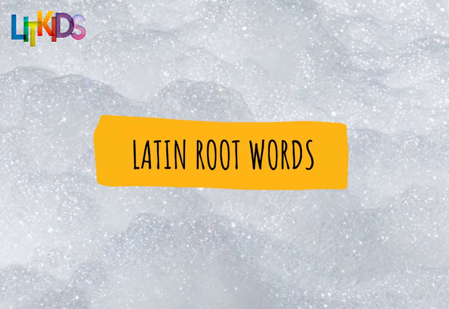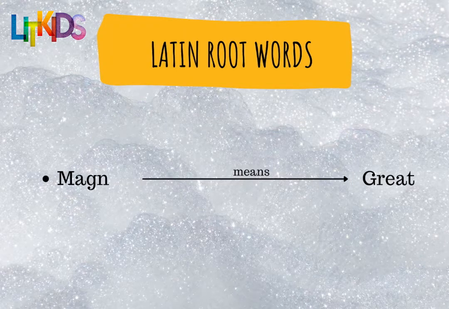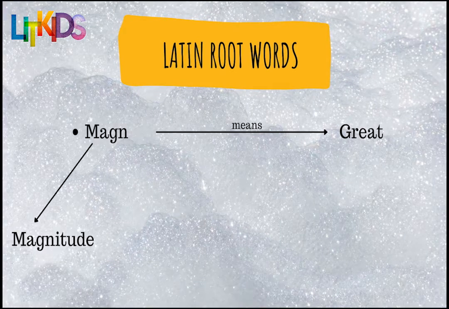Our first example is magn, M-A-G-N, which means great. So what words could possibly come from this root? I guess the easiest one to begin with is, what do we call something in terms of size? That would be its magnitude. How big, how great, or how small something is. And after that, what do we call it when we make something greater in size? That's right, we magnify it.